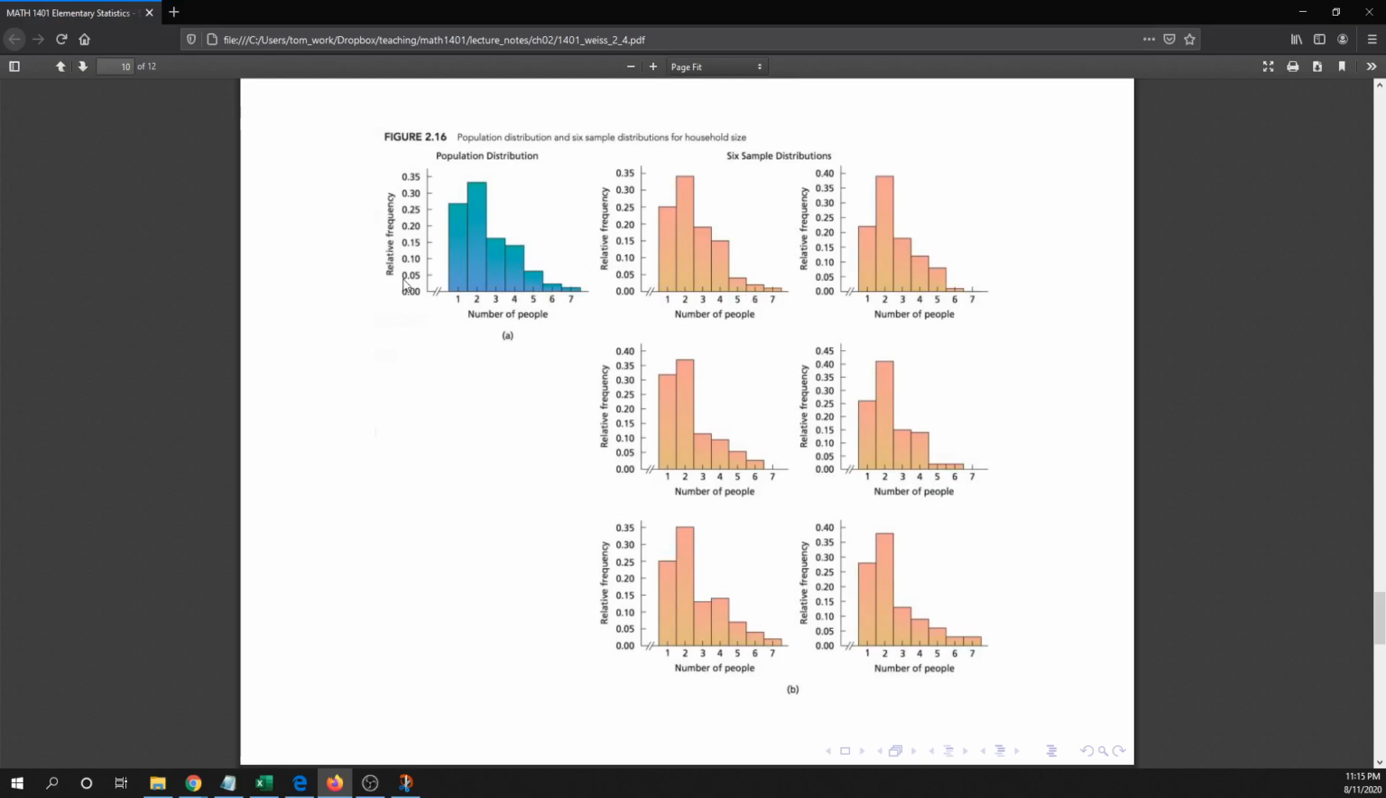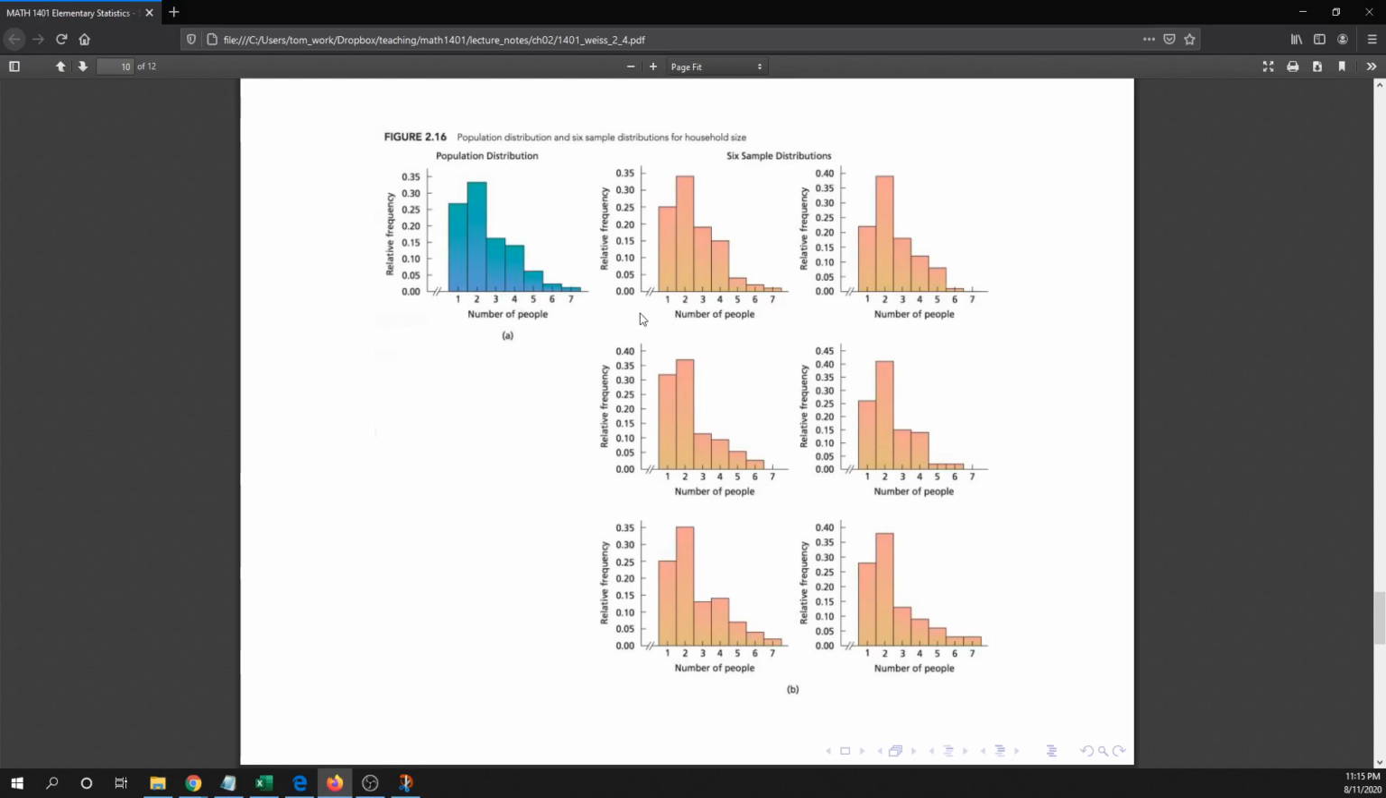So over here, I have a population distribution. That is all of the data from the entire population that I'm considering. And I graph it out. I make a histogram, like we talked about in the previous section. That's the population distribution, and that's it.